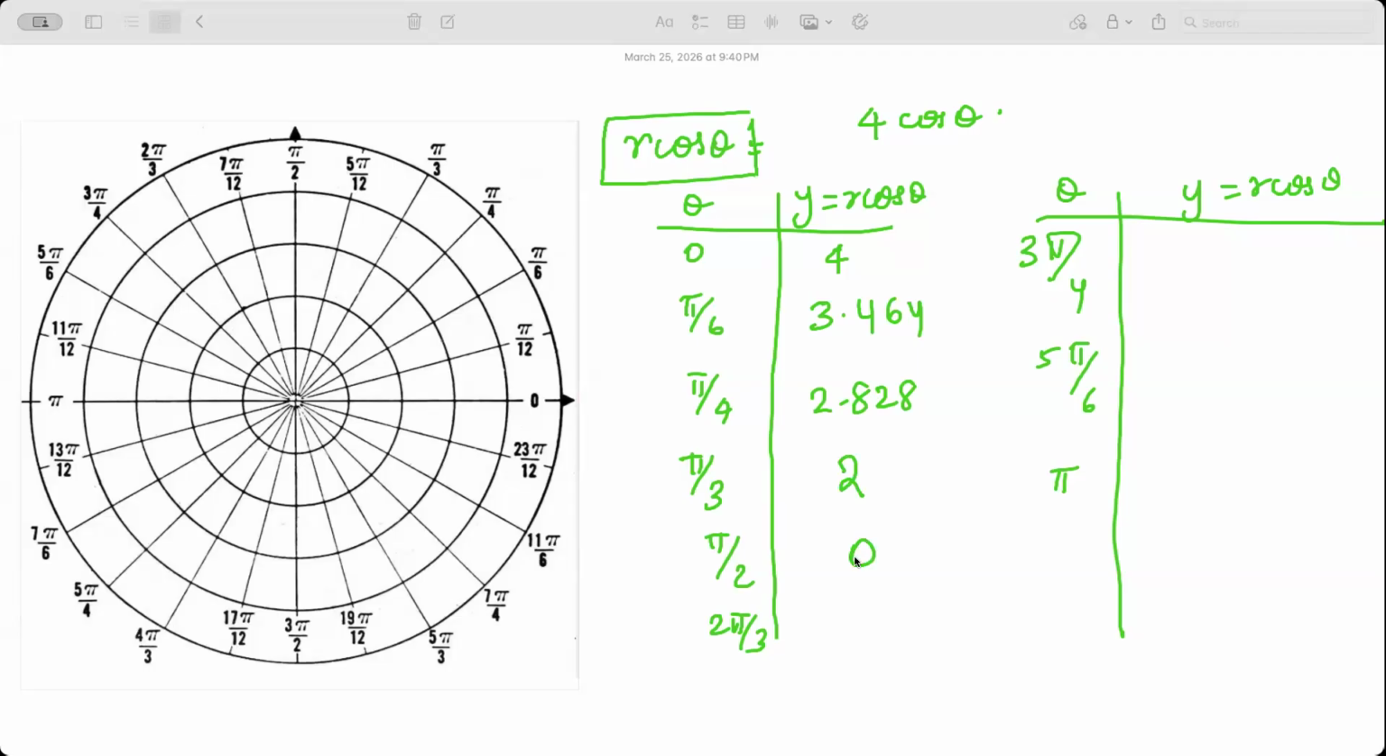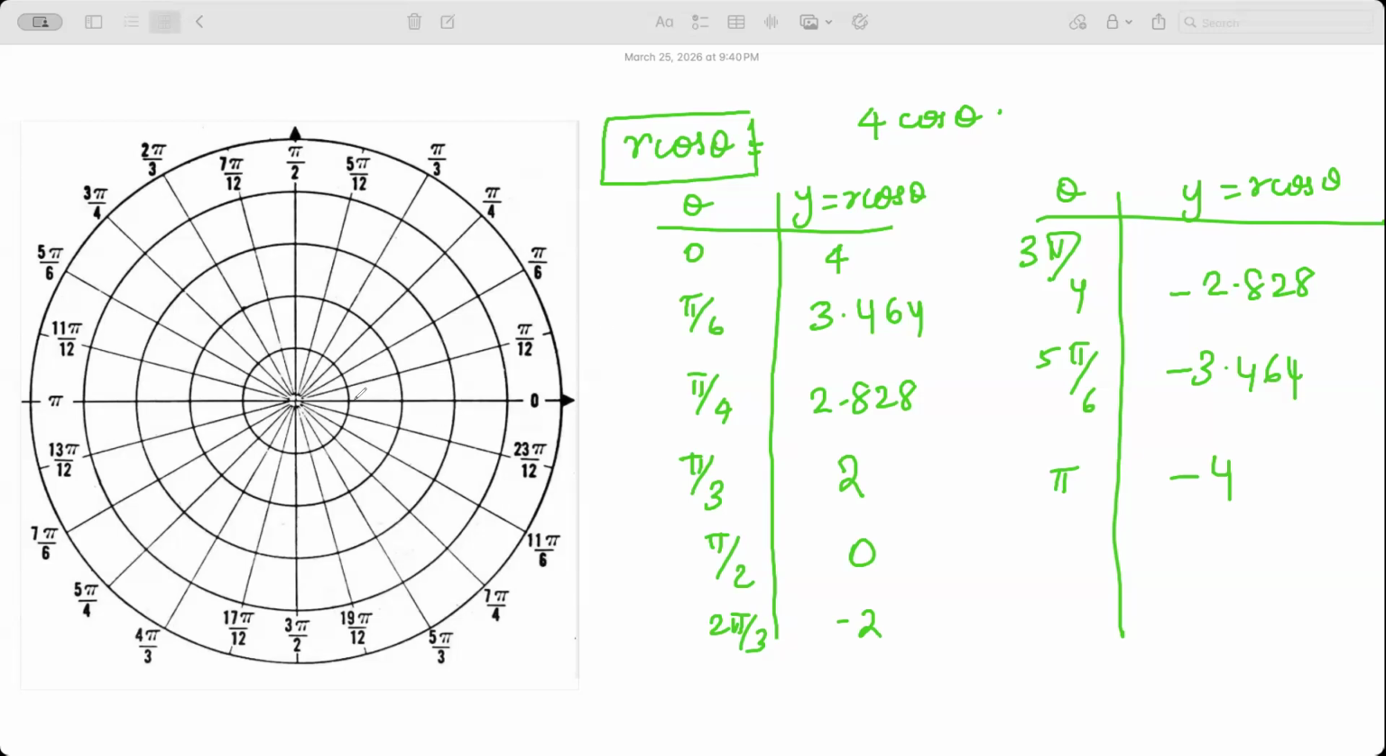2 pi by 3, what am I getting? I'm getting a minus 2, then this is a minus 4, then this one is a minus 2.828, and then this one is a minus 3.464. Any questions? I'm just plugging in values. Now I'm going to plot this into the graph.